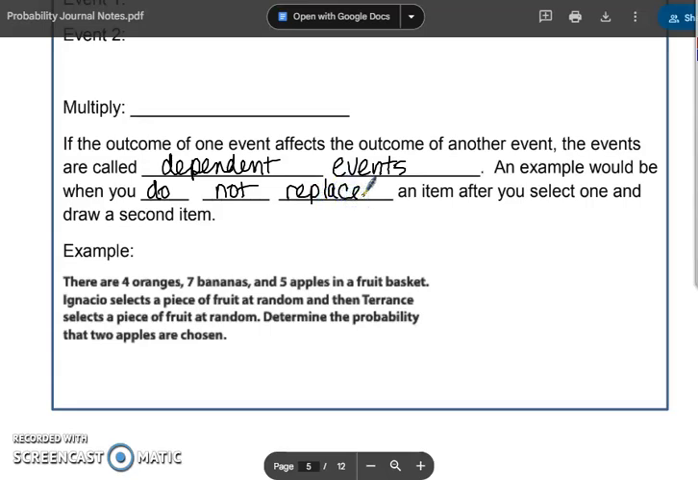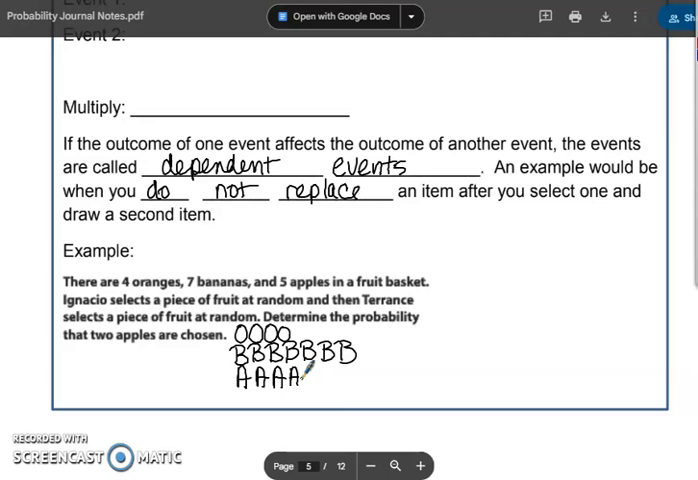Okay, so here's an example of that. And we're going to go with the wording and the situation on this. Okay, so this says there are 4 oranges, 7 bananas, and 5 apples in a fruit basket. So what I'm going to do is just make kind of a makeshift sample space here. I'm going to put O, O, O, O. That will be for the oranges. Bananas, I have 7. And then we have 5 apples.